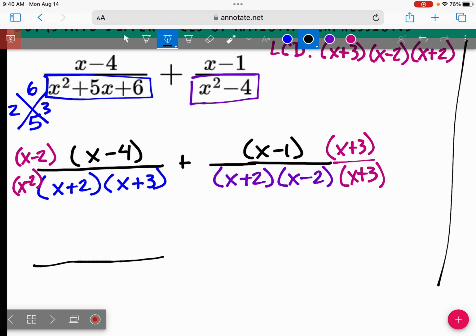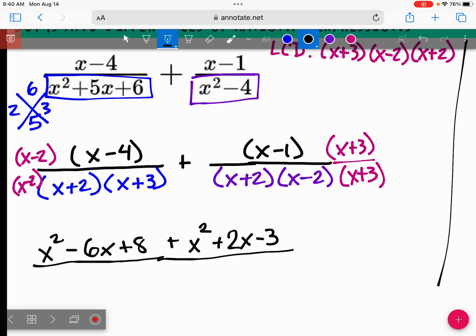So when I multiply out the left side, we get x squared minus 2x minus 4x, which is minus 6x, plus 8. And we're adding our other fraction. It's okay to take a shortcut here. X times x gives us x squared. Minus 1x plus 3x gives us plus 2x minus 3. We know we're adding them all together, so I'm just going to do it in one big fraction so I don't have to rewrite it again, with our common denominator of x minus 2, x plus 2, x plus 3.